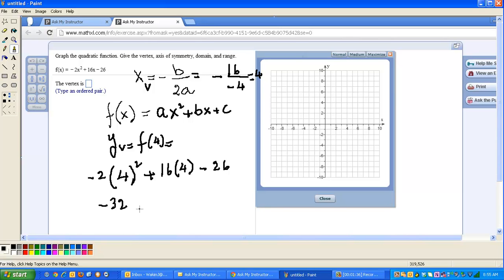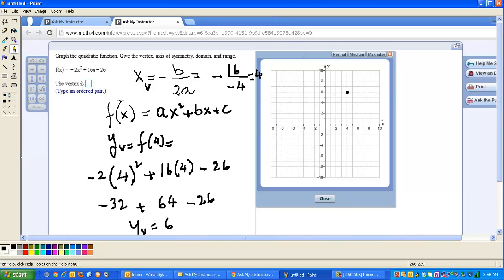Now, negative 2 times 16 is negative 32. Negative 32 plus 4 times 16, which is 64, minus 26. Of course, 64 minus 32 is 32, and 32 minus 26 is just 6. So this would be the y coordinate of the vertex. It's y equals 6. Therefore you can plot the vertex, 4, 6, which is somewhere here.